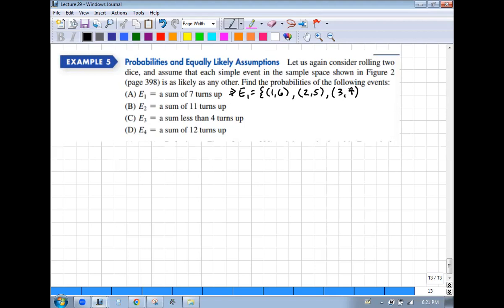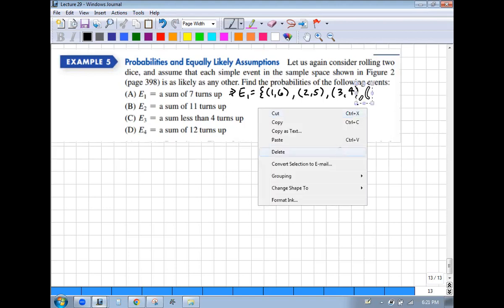So since we're rolling the 2 dice at the same time, right? A 4 and a 3 is the same as a 3 and a 4, right? We're not saying one's the first roll and one's the second roll. We're rolling them at the same time. So order here doesn't matter. And I think that's it. A 3 and a 4.